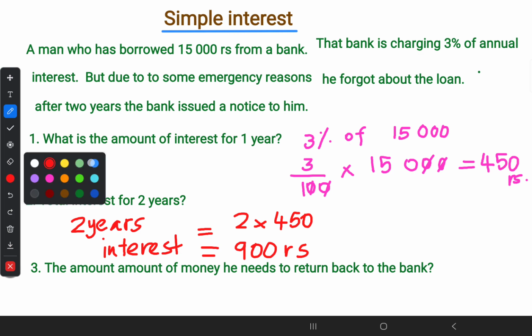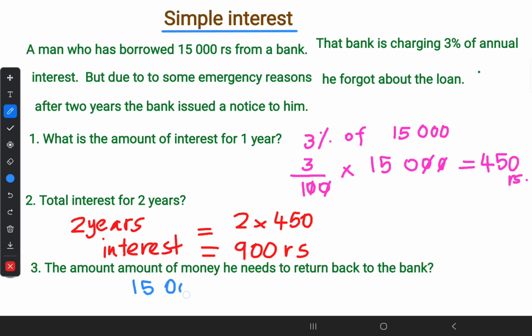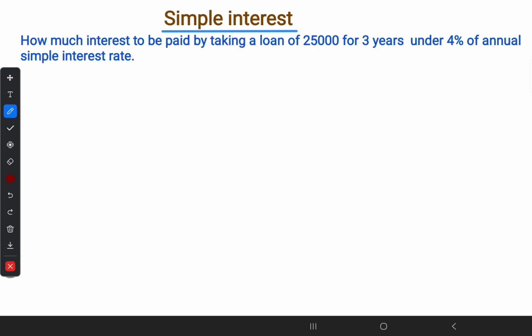But the last question is the amount of money he needs to return back to the bank. He cannot only settle the interest itself. He needs to pay back the borrowed principal loan amount as well. So both the principal amount 15,000 and the interest for 2 years. Now the loan duration is 2 years. For that 2 years, the interest amount is 900 rupees. So both together, he needs to return back 15,900 rupees as the amount to be relieved from the loan. That's about the question.